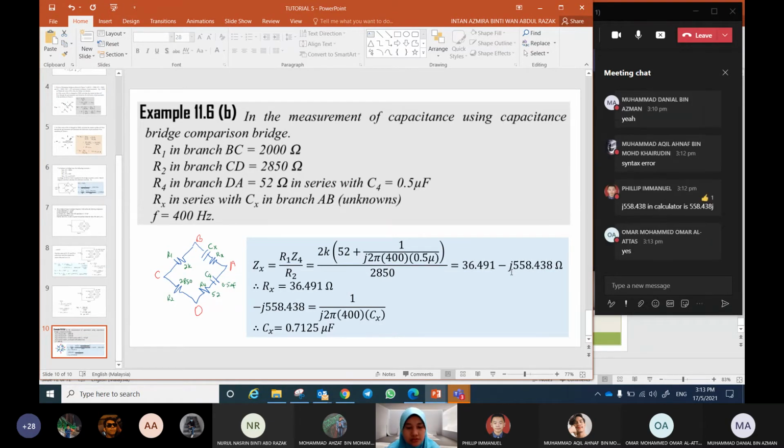In your calculator, if you type, the j or i will be at the back. But when we write, usually we put it in front of the number. Of course, you can also put j at the back, no problem. Not a big deal.